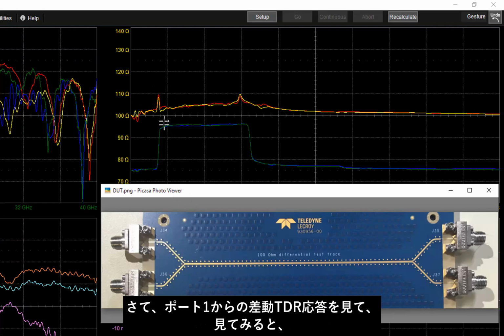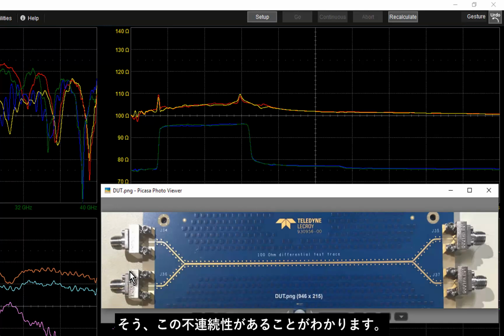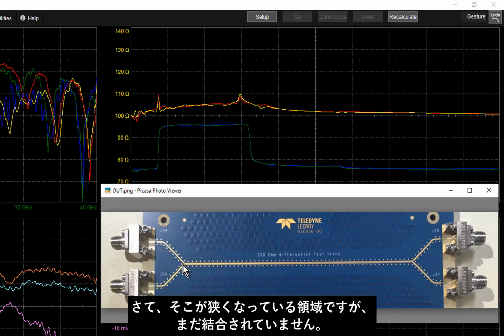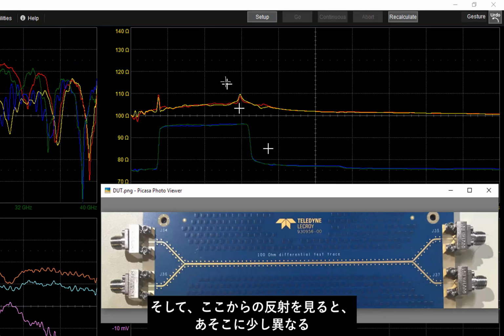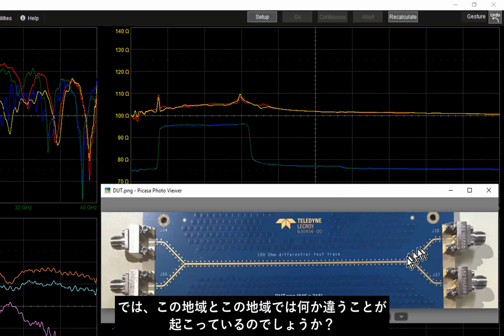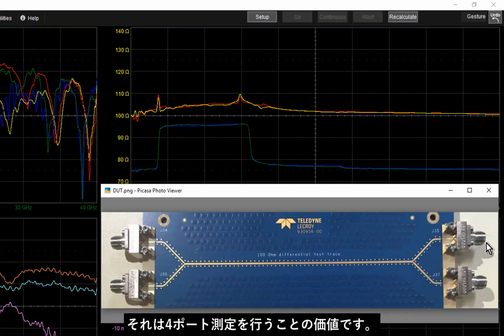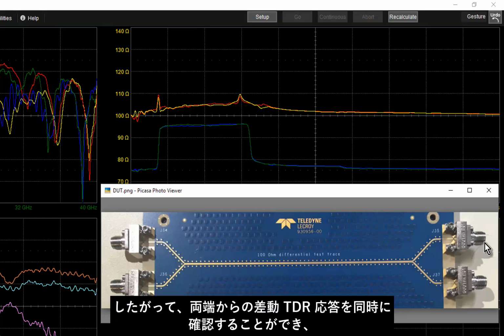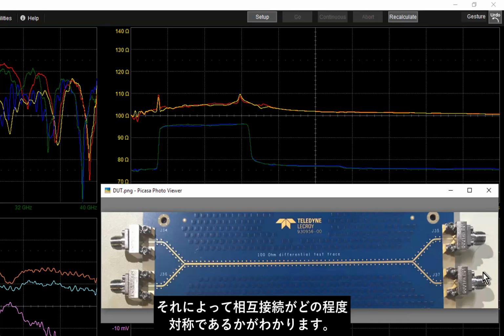Now you can say, well, gee, I look at the differential TDR response from port 1, and I see, yep, I have this discontinuity over here. Okay, that's the region where they become narrower and still uncoupled. And then I look at the reflection from here and it says, gee, it looks like a slightly different impedance discontinuity over there. So is there something different going on in this region than in this region? Well, that's the value of having a 4-port measurement, so we can look simultaneously at the differential TDR response from both ends, because that's how you tell how symmetrical the interconnect is.